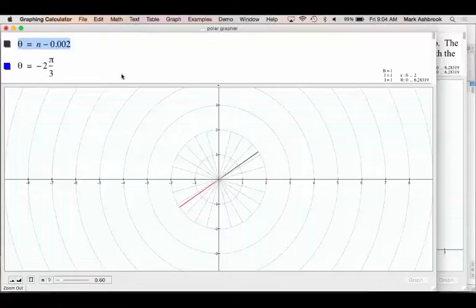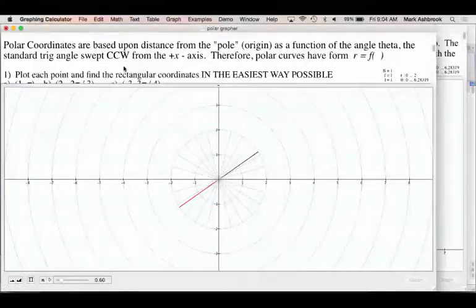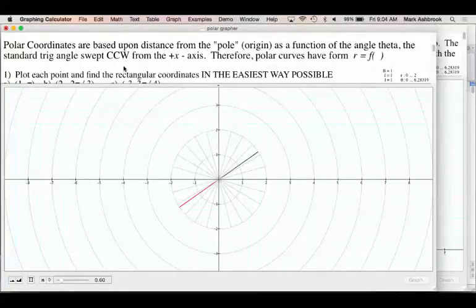What the heck happened to my polar grapher? I don't like it. What happened? Try this.